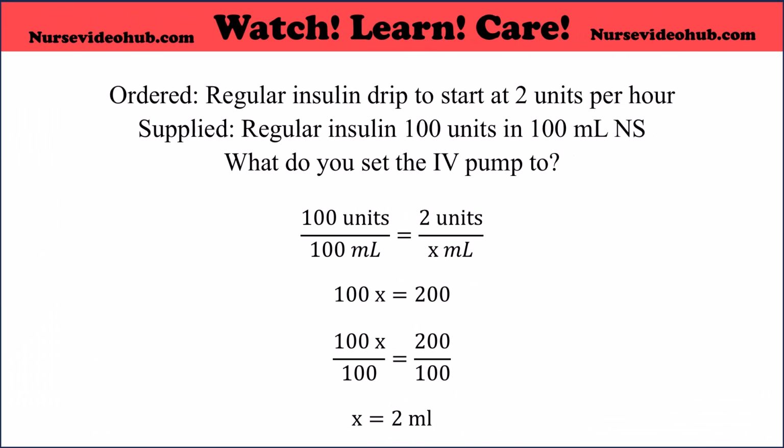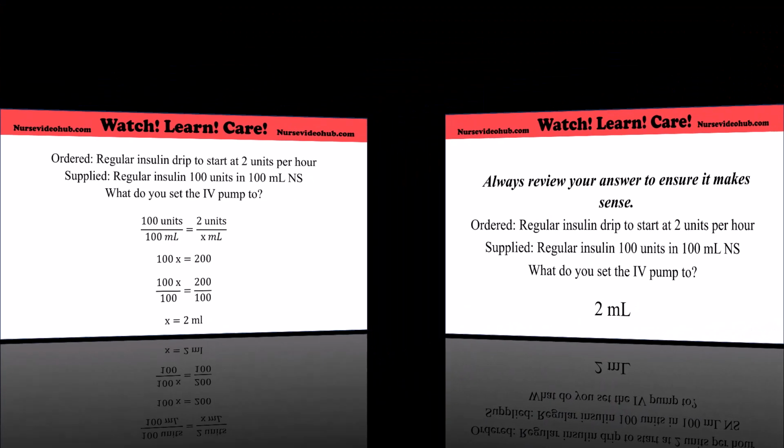Set up your proportion. The first ratio is the medication supplied, 100 units per 100 milliliters. The second ratio is the desired dose, 2 units per X ml. Solve for the number of milliliters by cross-multiplying 100 times X and 2 times 100. That results in 100X equals 200. Divide both sides by 100 to solve for X. X equals 2. Set the IV pump for 2 milliliters per hour of insulin.